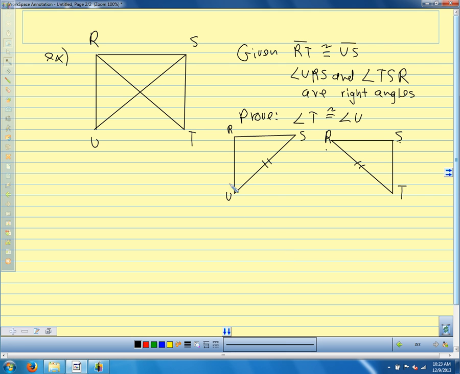Angle URS and angle TSR are right angles. So there's my two right angles. This is a little easier to work with than this. Our plan here is to show that the triangles are congruent, and then use CPCTC, the corresponding parts of congruent triangles.